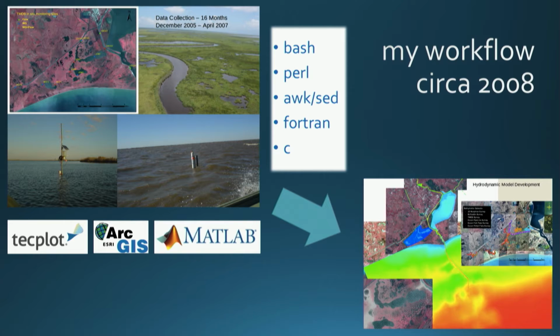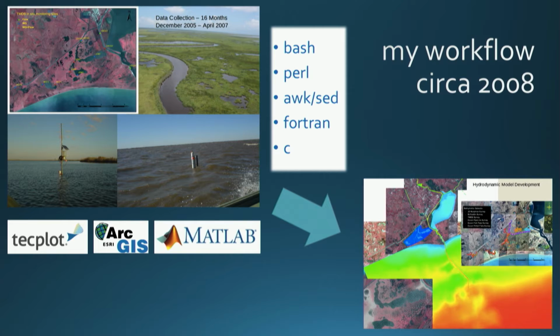And my workflow was a mix. We had Bash, Perl, Awk, Sed, C. The main engine was a Fortran code. Most of the big ocean models and atmospheric models are typically in Fortran. Some of them are in C++. And also we use a lot of proprietary tools. We use Tecplot, which is a software that came out of the aerospace industry that does 2D, 3D visualization. And ArcGIS is the big geospatial package, and then MATLAB was all our post-processing, plotting, all that kind of stuff.